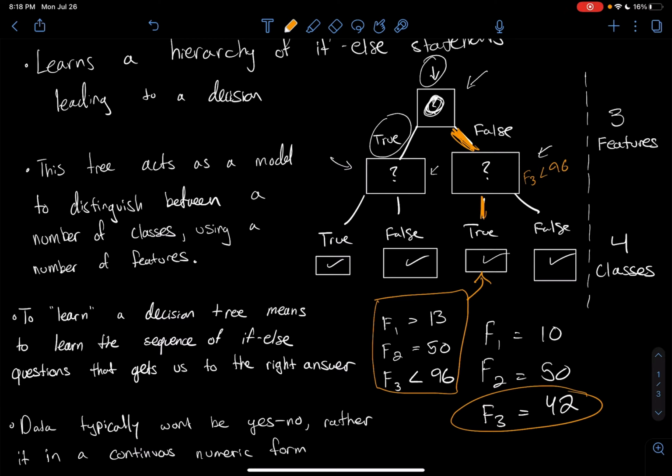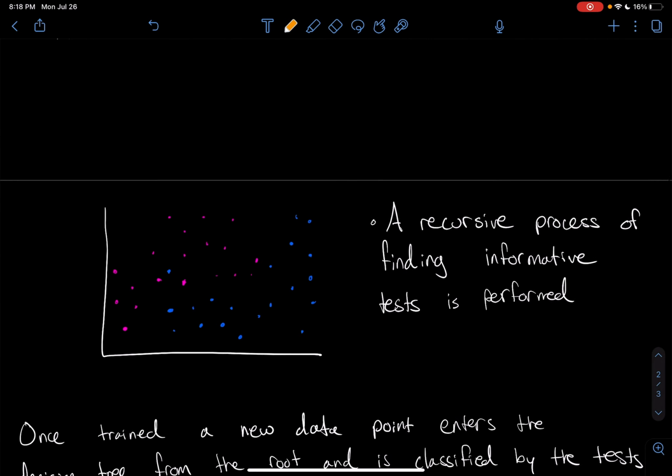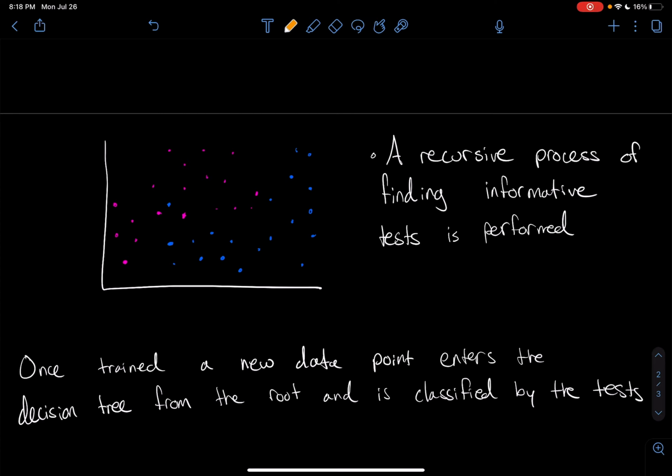And the coolest part about it is that all these decisions that have to be made are actually learned by the algorithm. So we won't get into the math once again, but just know that this is the way this algorithm learns: it's a recursive process of finding informative tests.